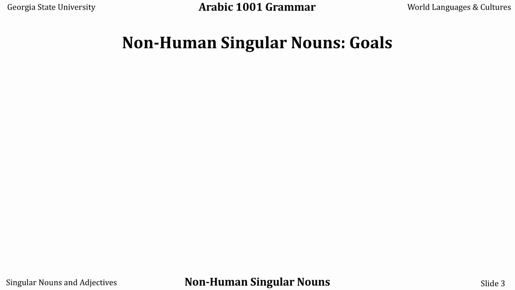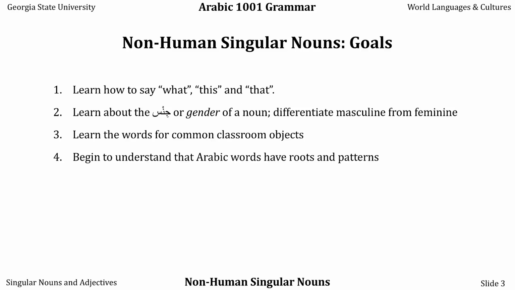This lesson has several goals: to learn how to say what, this, and that, to learn about the jins or gender of a noun and to differentiate masculine from feminine, to learn the words for common classroom objects, and to begin to understand that Arabic words have roots and patterns.